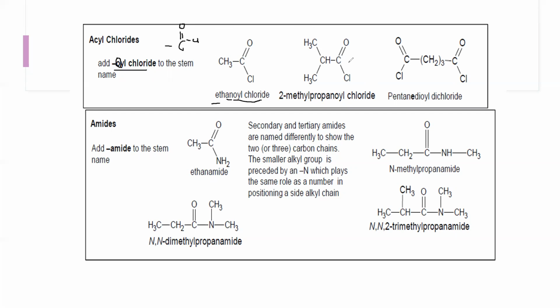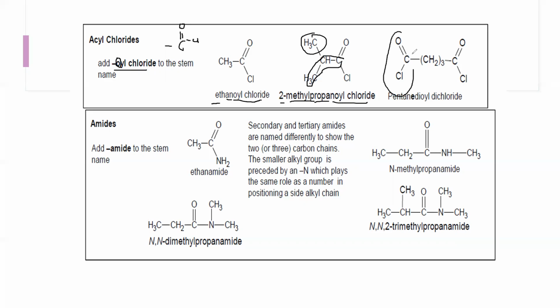But if there are branches, when we select the carbon chain, this is the chlorine, so 1, 2, and 3 carbon. So this is a branch. Second position, we have a branch, that's why 2-methyl, prop because of 3 carbon, and single bond, and oyl chloride, so 2-methylpropanoyl chloride.